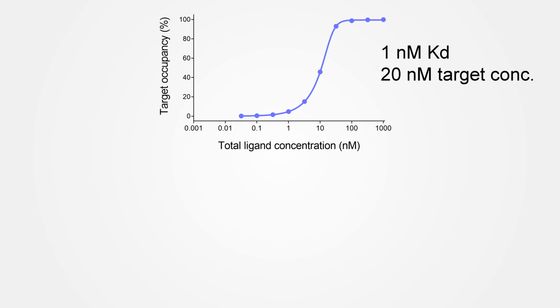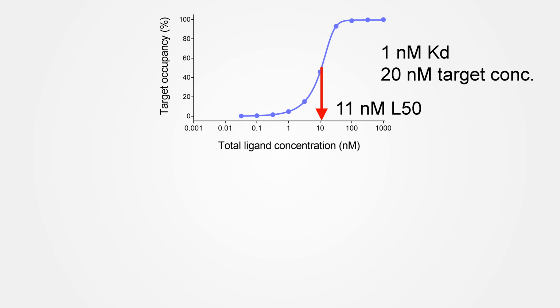On this slide, we're going to see what happens when we use the free concentration on the x-axis. On top here, we have our data we saw earlier with the total ligand concentration on the x-axis. The ligand affinity is 1 nanomolar and the target concentration is quite high at 20 nanomolar. The curve here is right shifted with an L50 of 11 nanomolar owing to the high target concentration.